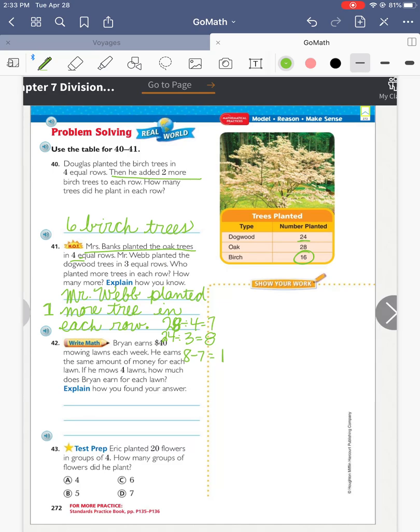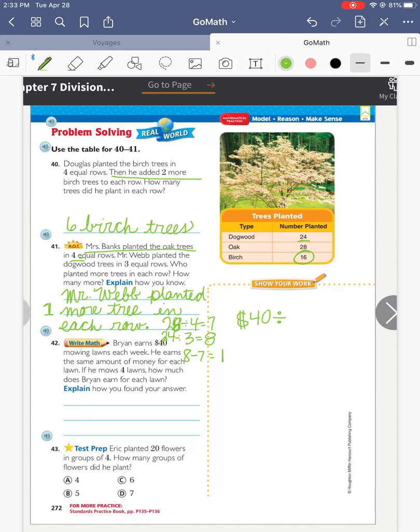All right, so 42 says Brian earns $40 mowing lawns each week. He earns the same amount of money for each lawn. If he mows 4 lawns, how much does Brian earn for each lawn? Explain how you found your answer. So $40 is the total, which means that's going to be our first number in our division problem, right? Because we can't make more money. We're trying to split the money up into how much he gets each time.